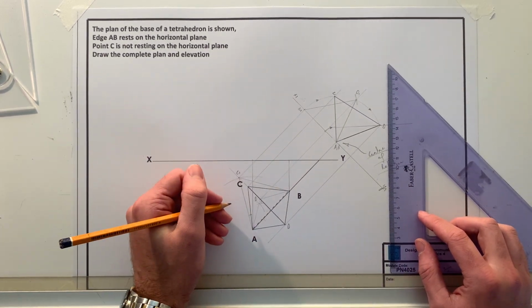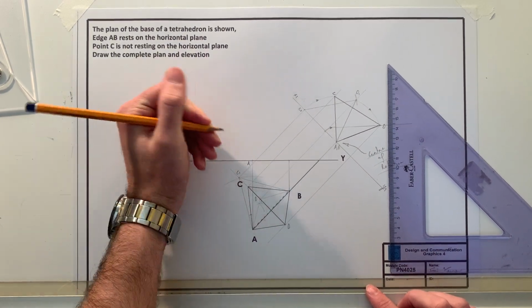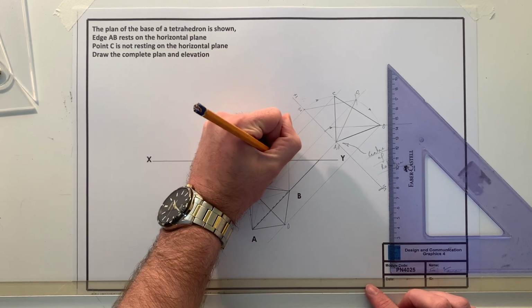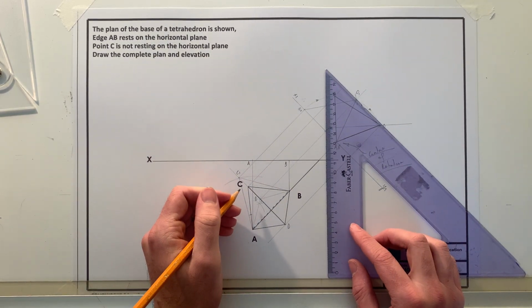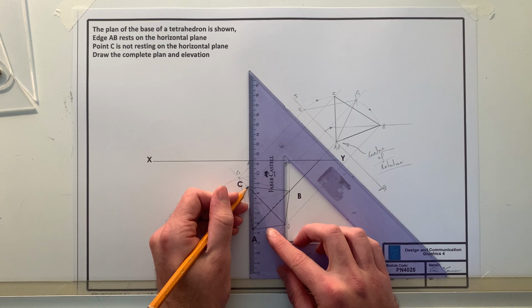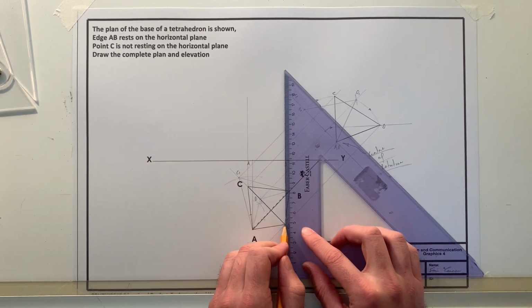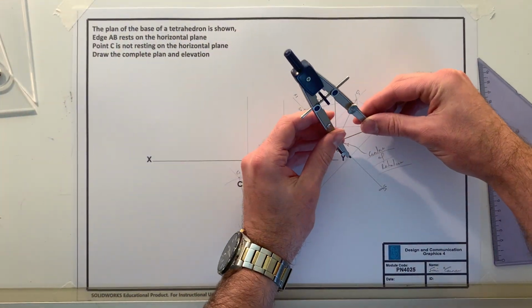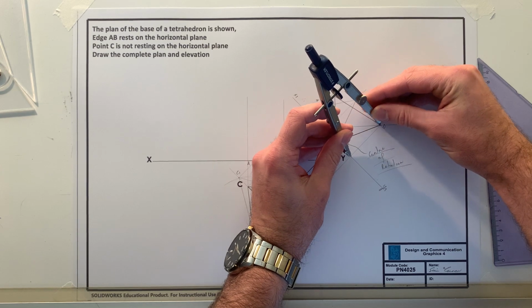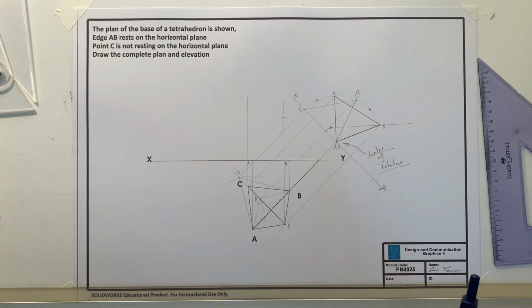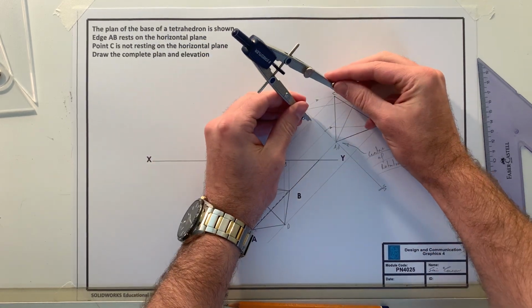I'm going to bring up A and B first, the easiest ones to locate because it's going to be sitting on the horizontal plane, so it's going to be on the XY line. Now I'm going to take up my points C and D. C straight up, D straight up. Take my distances from over here. That's D and this is C.